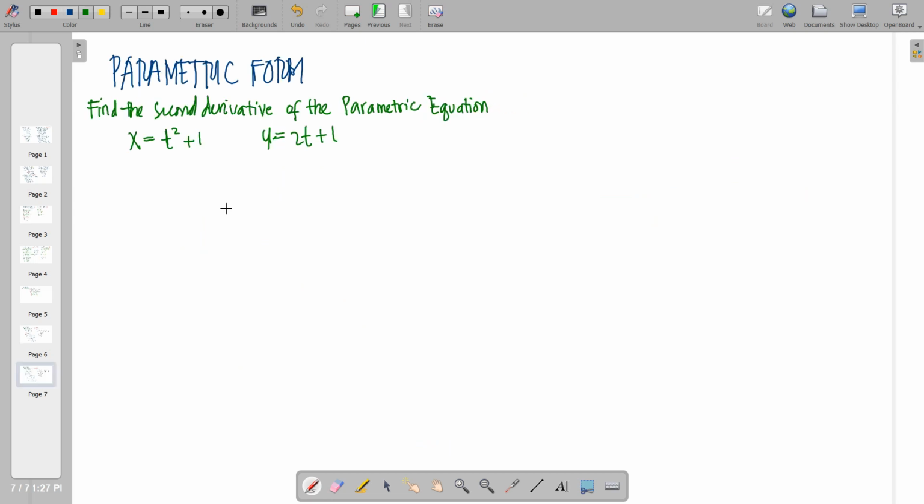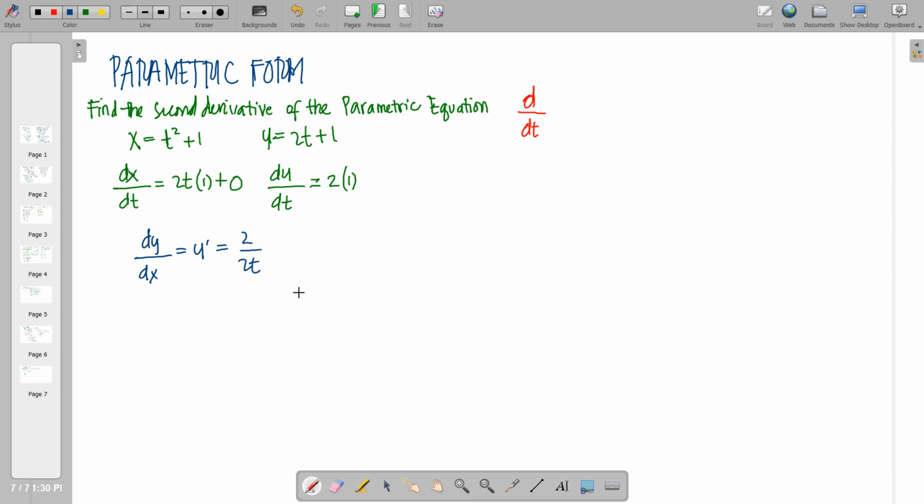So here we're going to find the second derivative of the parametric equation. So we have x is equal to t squared plus 1, and then y is equal to 2t plus 1. Obviously, x and y is within the parameters of t. Hence, we are going to execute d over dt. So doing that for the first equation, we have dx over dt is equal to 2t times 1 plus 0. Similarly, for the second equation, we have dy all over dt is equal to 2 times dt over dt, or equal to 1. Then dy over dx is equal to y prime is equal to 2 all over 2t, or equal to 1 all over t, considering the 2 here is cancelled.